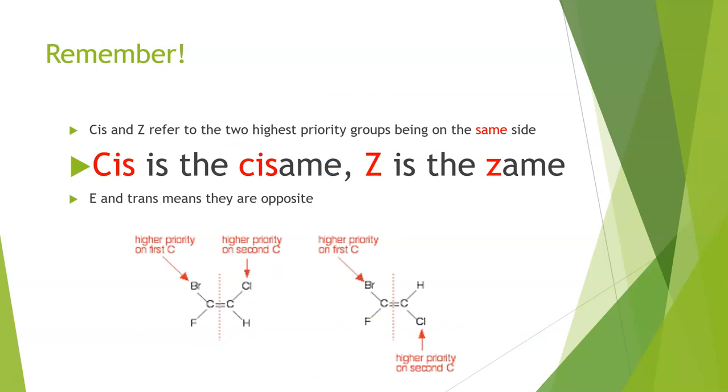So cis and Z refer to the two highest priority groups being on the same side. Cis is the same, Z is different. I like to think about the Z, we've got that transection line here, so to think that we're crossing sides helps me remember that our Z isomers are also our trans. So the highest priority groups being on opposite sides is trans. The highest priority groups being on the same side is cis, so we have Z and E isomers.